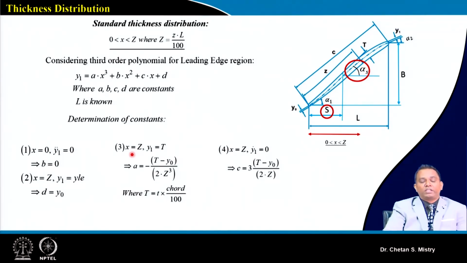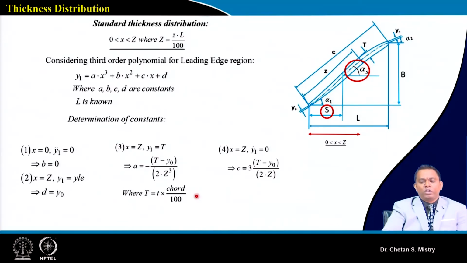Same way, at x equal to z and t, this capital T, that's what we are defining in the sense of thickness to chord ratio. And this is our third boundary condition. In line with that, we will be putting our fourth boundary condition, and by putting these boundary conditions, we will be able to achieve the constants a, b, c, d for this equation.